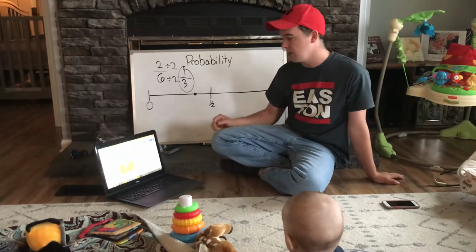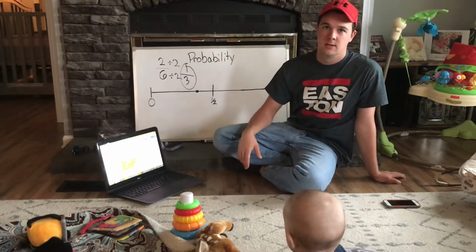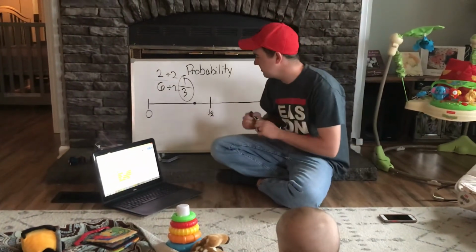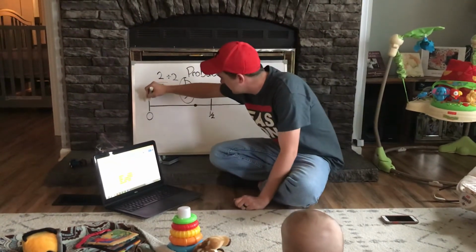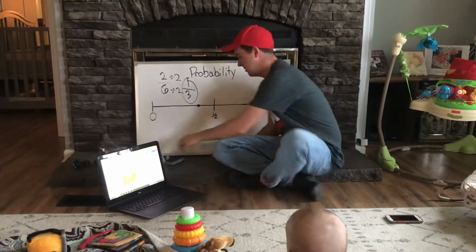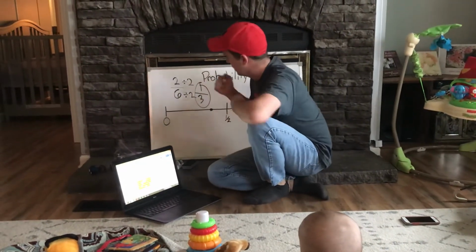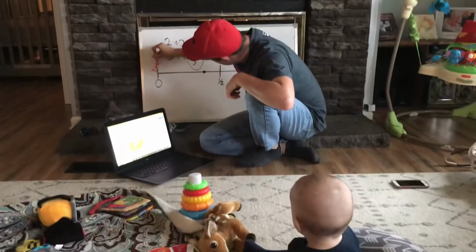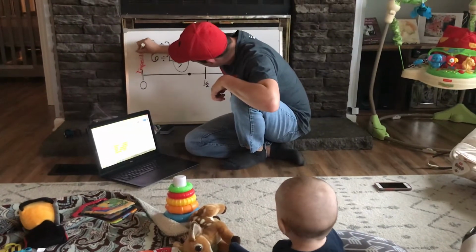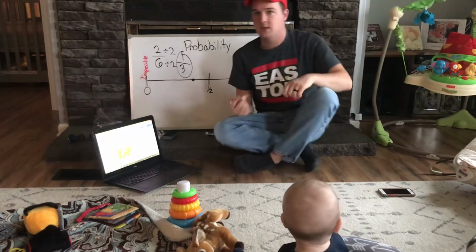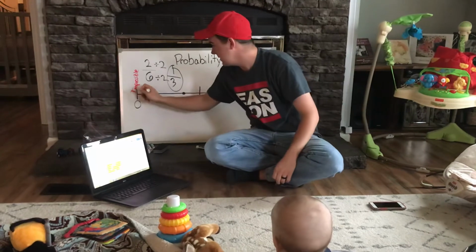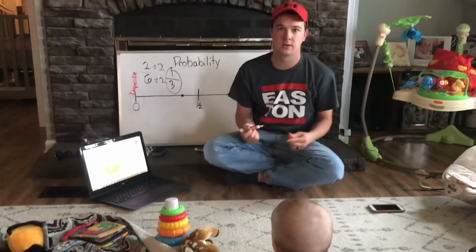So, impossible has no chance of happening. Absolutely will not happen. So, that is going to be at 0. So, that is impossible. I'll write this in a different color for you. So impossible is 0. If it's impossible, it will only be 0. It cannot be anything else.